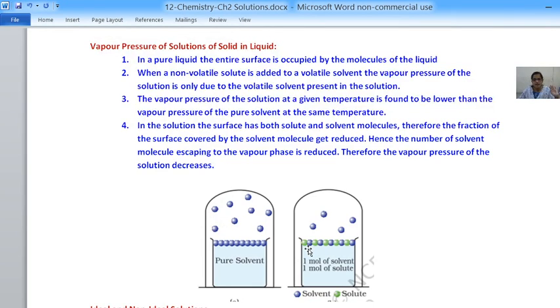So, a large share of the solvent molecules cannot escape into the vapor phase because on the surface of the solution we have the non-volatile solute as well as the solvent. So only a very small number of solvent molecules can escape into the vapor phase. As a result, the vapor pressure is considerably reduced. So this is the vapor pressure of a solution of a solid in a liquid. I hope this is clear for you.